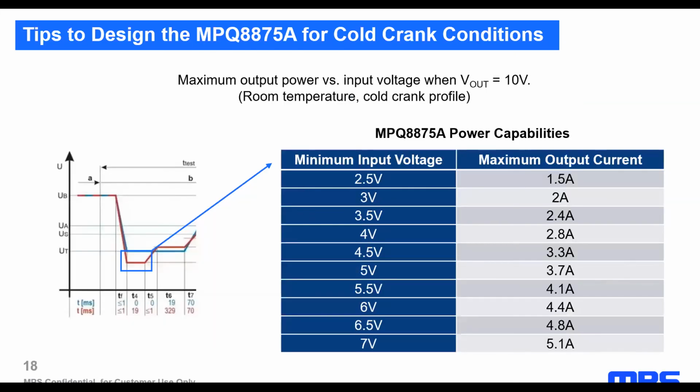Another important measurement is the one that shows the maximum output current with a fixed output voltage of 10 volts. In this case, this test has been done by setting an output voltage of 10 volts, applying a cold crank profile, and changing the minimum input voltage from 2.5 volts to 7 volts. We can observe that with low minimum input voltages, we get lower maximum output currents. But if we increase this minimum input voltage, for example, to where the warm crank happens, we get high maximum output currents of above 5 amperes.